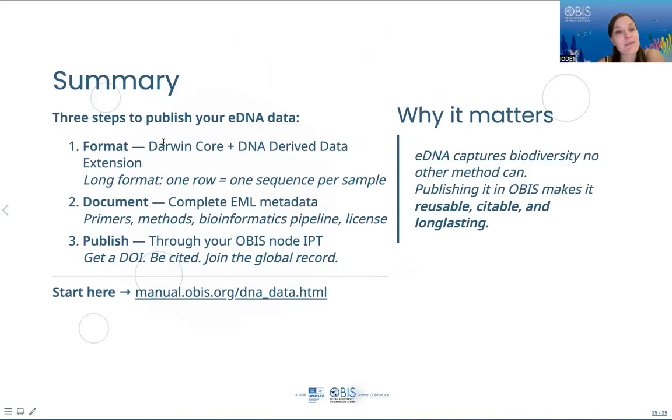So just in a quick summary, there are three steps to publishing your eDNA data. It's formatting, getting that data into the tables, the Darwin Core table and the DNA derived extension tables in a long format, and mapping those terms. Document your other metadata, for example, the primers, methods, bioinformatics, license, and so on, and then publish through your OBIS node IPT.